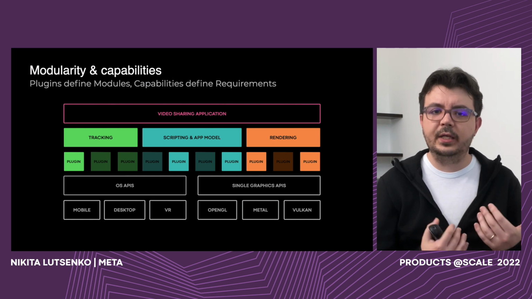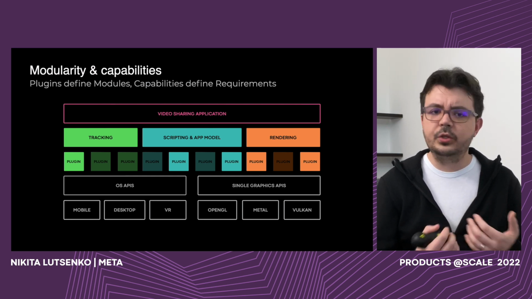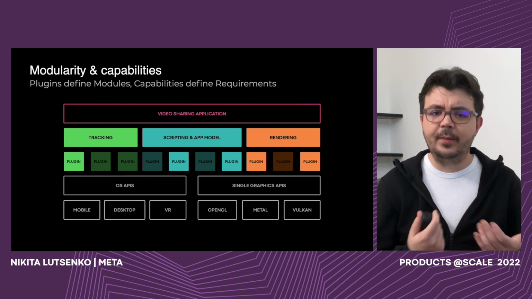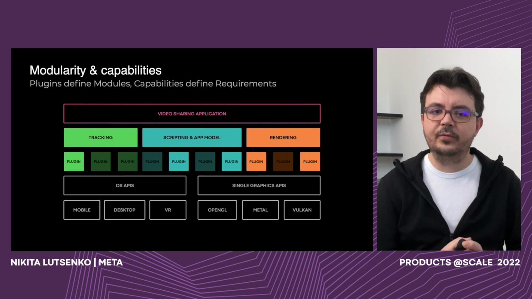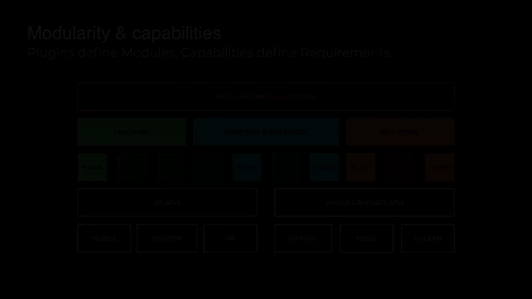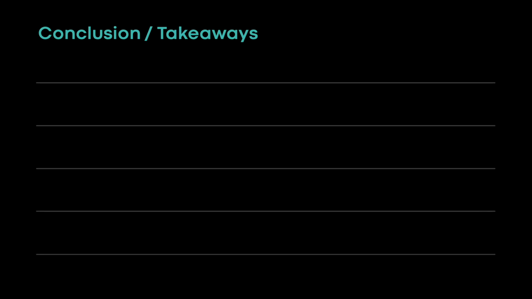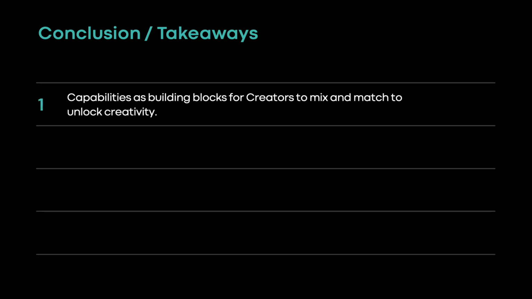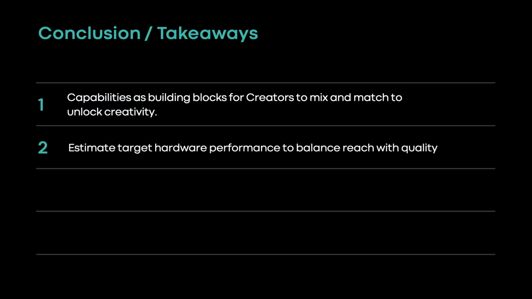Building a plugin system that allows us to mix and match and declare which experiences need what is one of the core things that is encoded in the architecture of our runtime, and every application comes down to just a small set of core things of the runtime and a lot of plugins within. In conclusion, capabilities are both building blocks for creators to mix and match and unlock creativity, but they also give us the information as well as the building blocks as plugins to build within the single runtime, within the single cross-platform foundation.